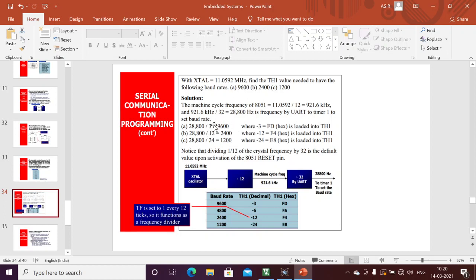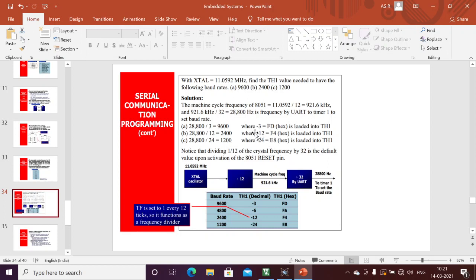Whenever I am dividing with the 12, I will get the 2400. This is my normal frequency at the UART, 28800. And if I divide by 3, that minus 3 value should be loaded to the TH1, or the converted hex value of minus 3, nothing but FD. This is another conversion. Minus 3, a negative value, if I load it as a positive value, is FD to the TH1 value.